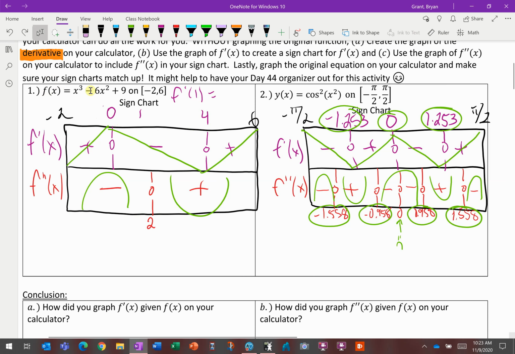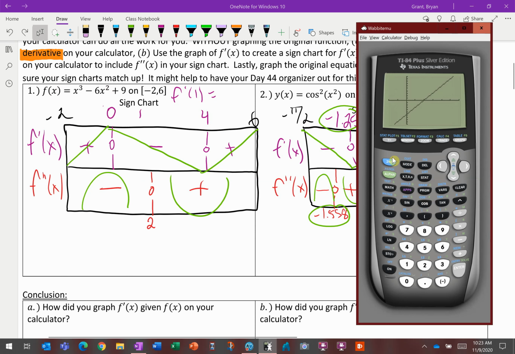I know I did have to use the graph of f to actually do the rest of these, but let's just double check this first one and make sure we didn't make any mistakes, because I can have these up at the same time. So we're going to go ahead and turn off this derivative. We don't need to spend 10 years waiting for it to graph again. I'm going to graph the original equation on the same interval, and look at that.